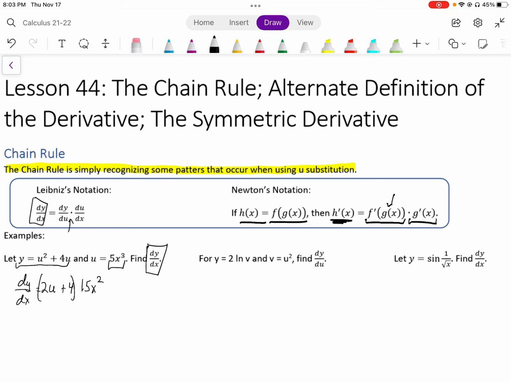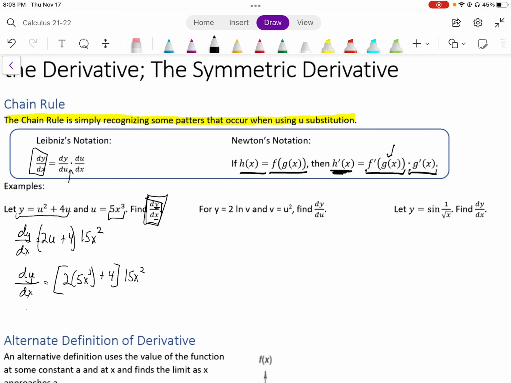Now we're asking for dy dx, which has nothing to do with u. There's no u's in dy dx, so we go ahead and substitute things back in. So dy dx is equal to 2 times u, but u is 5x cubed, plus 4, times 15x squared. And then you simplify that, and you have your answer.